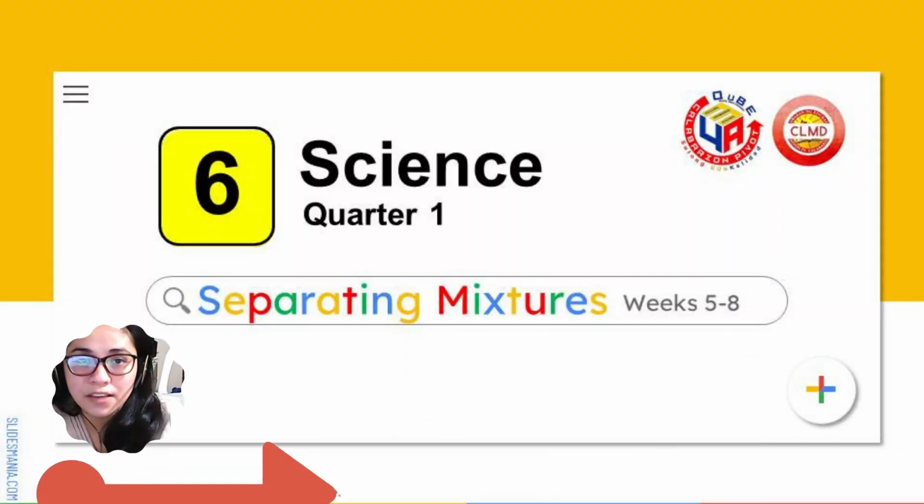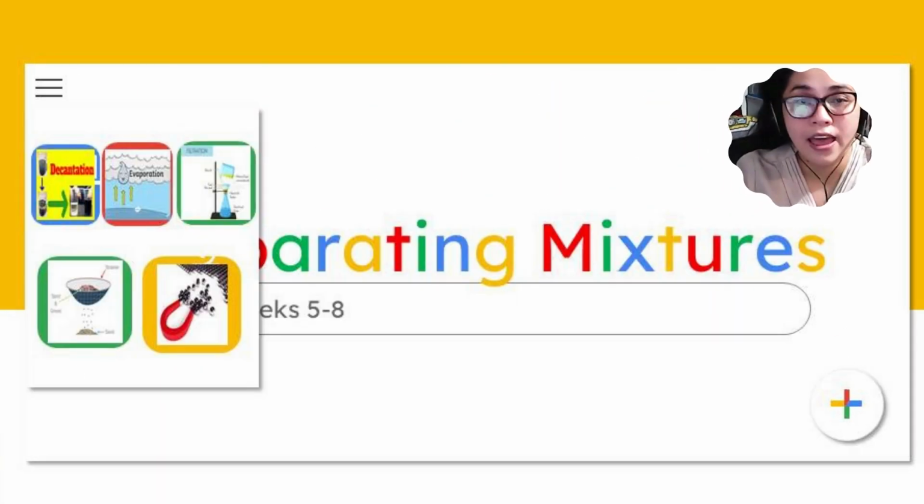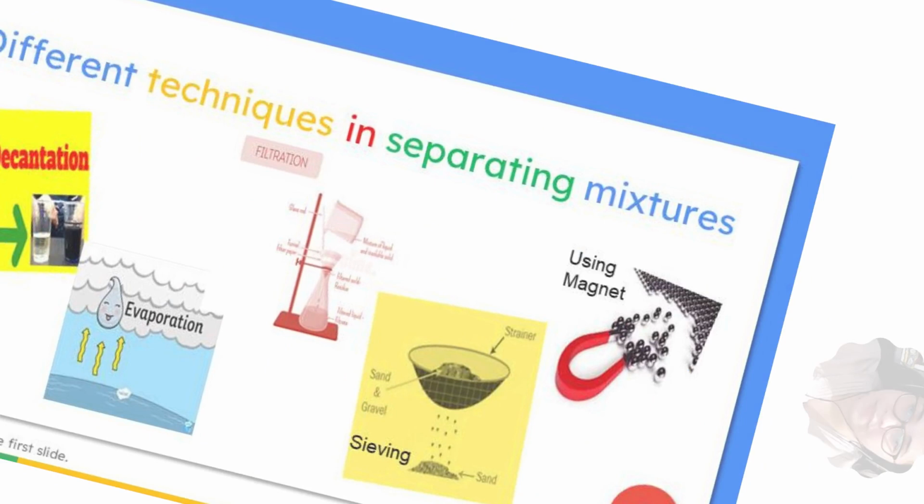We have learned that mixtures can be either homogeneous or heterogeneous. It depends on their appearances and compositional characteristics. In this lesson, you are expected to demonstrate understanding of the different techniques in separating mixtures, such as decantation, evaporation, filtering, sieving, and even using the magnet. And now let us go deeper on the different techniques on separating mixtures.